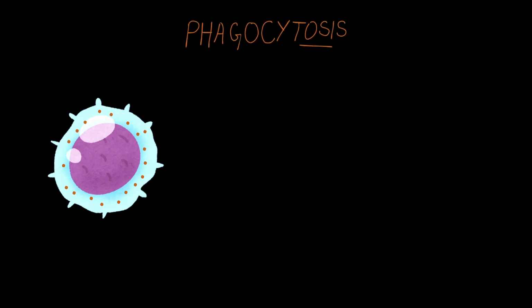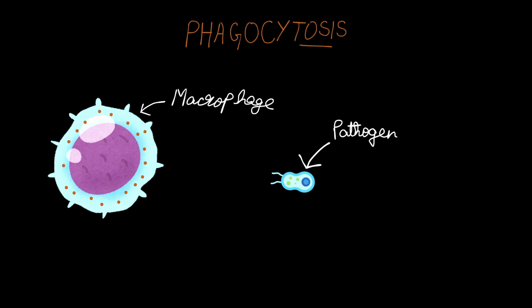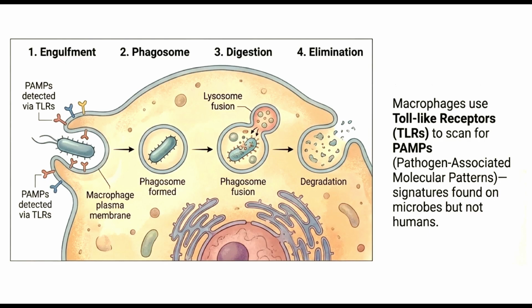So, what happens once recognized? Once recognized, the macrophages and other phagocytes like neutrophils perform a process known as phagocytosis. So, phagocytosis is a specialized form of endocytosis where immune cells, which are also known as phagocytes, like macrophages and neutrophils, engulf and destroy large particles such as bacteria, debris, or apoptotic cells by surrounding them with pseudopodia, creating a phagosome for degradation via lysosomal fusion.